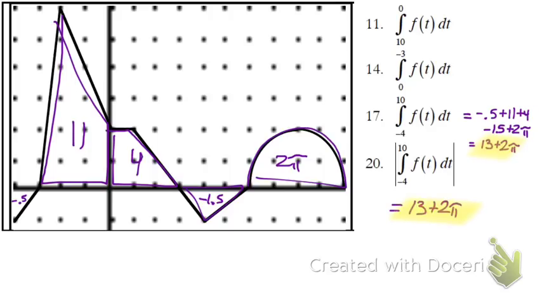If the answer to number 17 were a negative value, then by putting absolute value bars around it, it would have become a positive value for 20, but because it's already positive, it does not affect it.